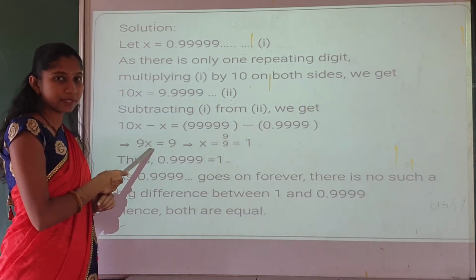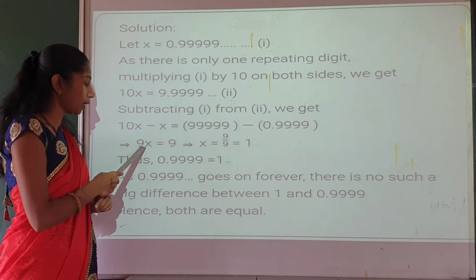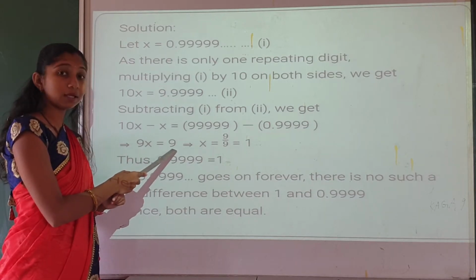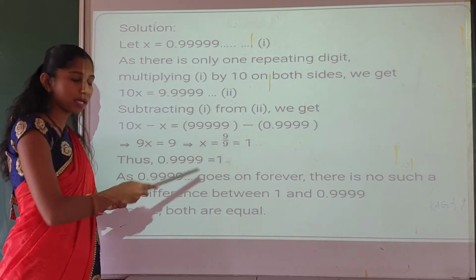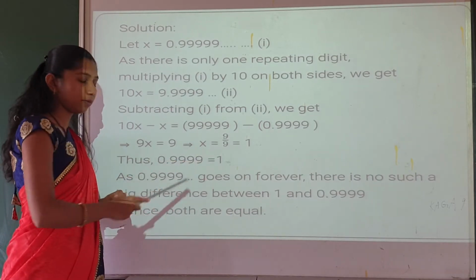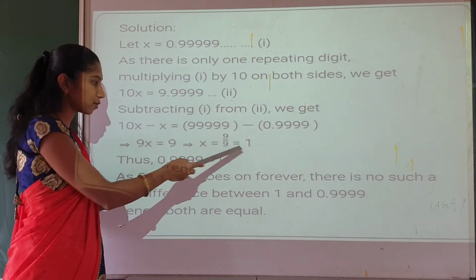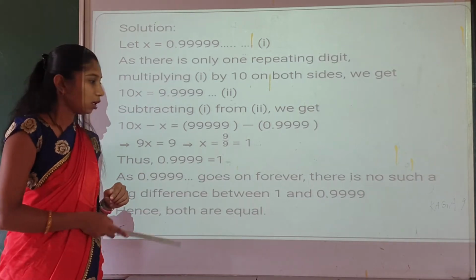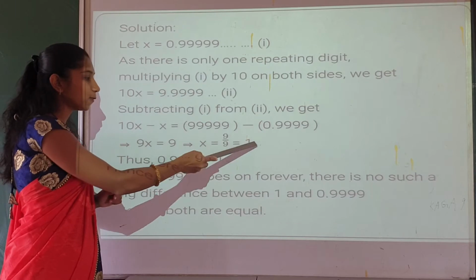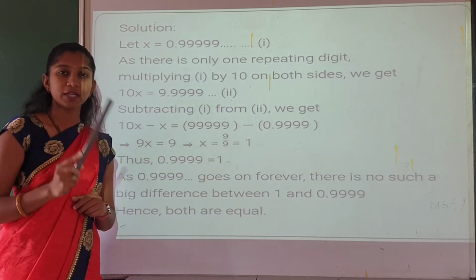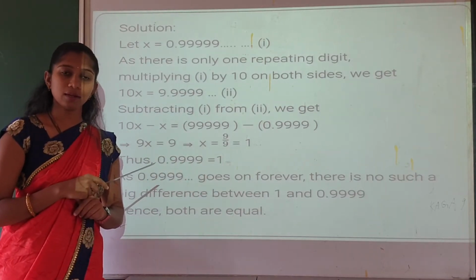Keep x on the left side as it is. Whatever 9 is there, you take to the right side denominator. So the equation becomes 9 by 9. The 9s get cancelled. Then x goes to 1. Here 0.999 is equal to what you got? 1. That only they are asking in the question.